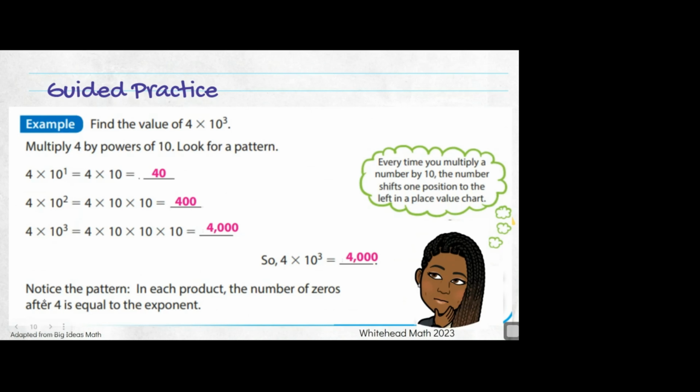4,000. I want you to notice the pattern. In each product, the number of zeros after 4 is equal to the exponent. So 2, there's 2 zeros. 3, there's 3 zeros. Let's continue.